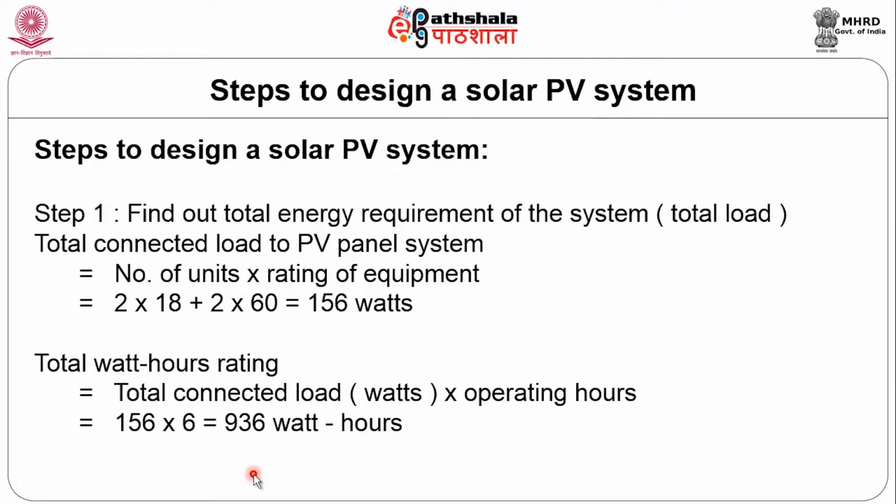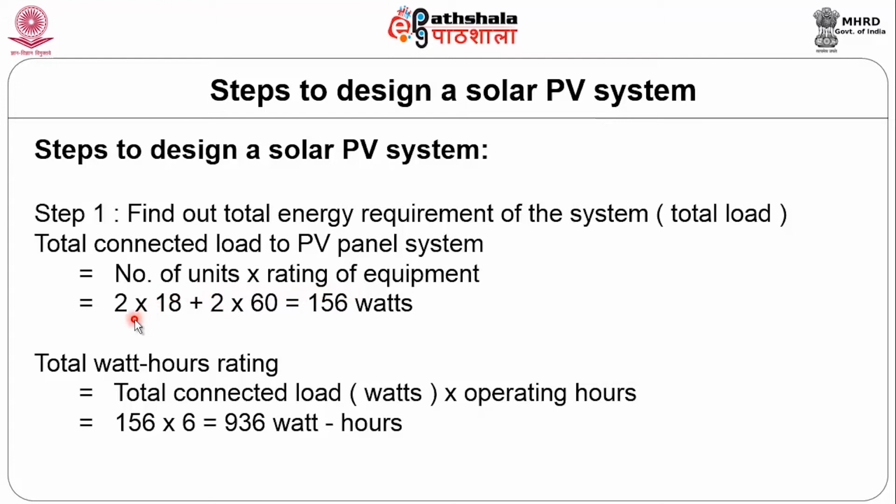Number 1, find out the total energy requirement of the system, that is the total load. First of all, we have to identify what the load is for a particular home or commercial building: how many lights we are going to operate, how many fans, what gadgets we are going to operate. Everything has to be calculated, and the total requirement of the load has to be assessed. Here the total connected load to the PV panel system is the number of units into the rating of equipment.